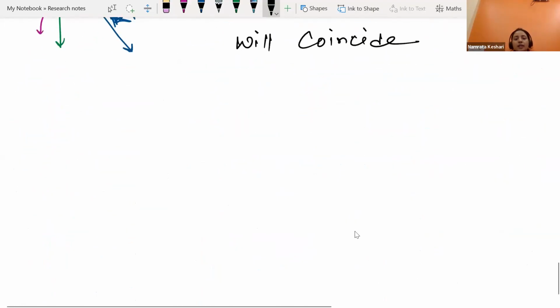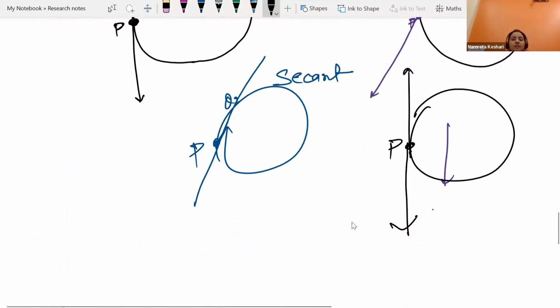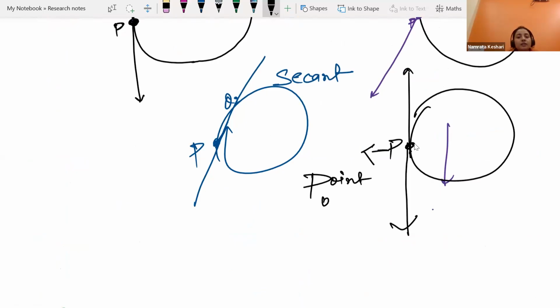Okay, now the next concept. You understood what a tangent is. It is touching the circle at only one point. That's called a tangent. And the point at which the tangent is touching the circle is called the point of contact. Like, how many tangents can a circle have? A circle can have one tangent at one point.